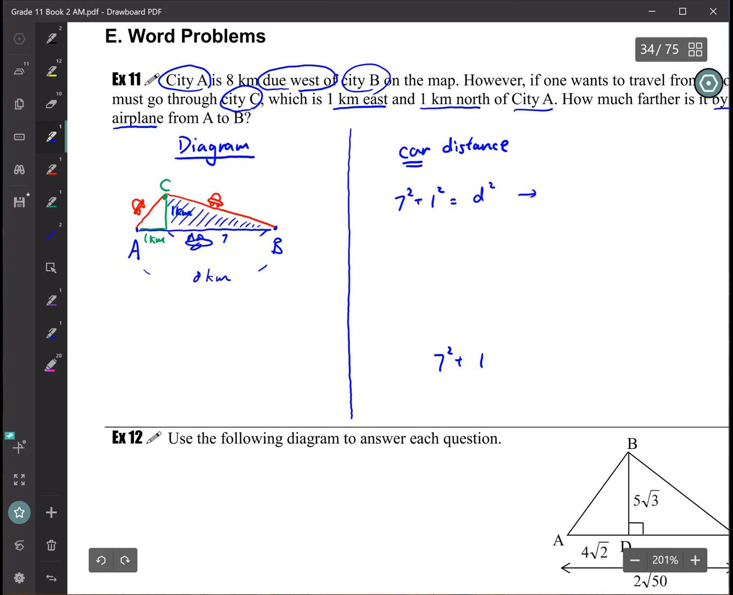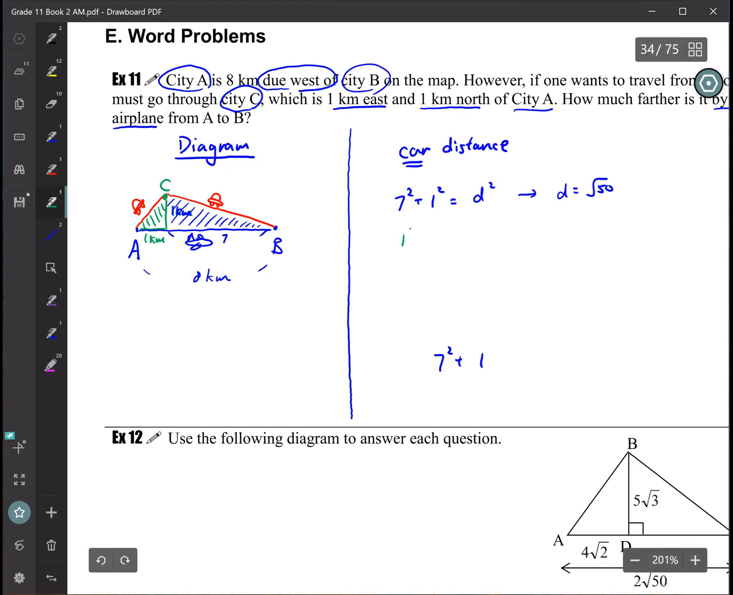So you get root 50. Yeah, root 50. Okay, so D will be root 50. And then the triangle on the left, that's just root 2 for the answer. Root 2 for the answer.